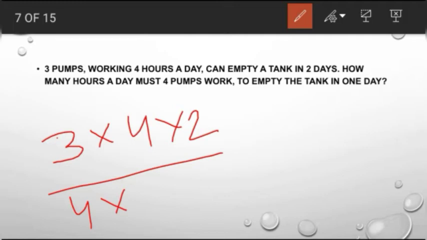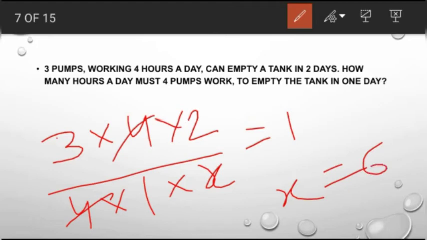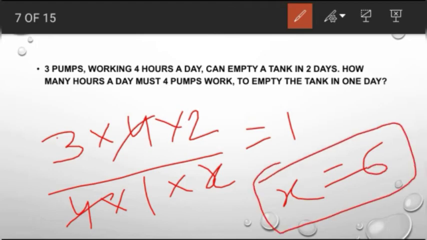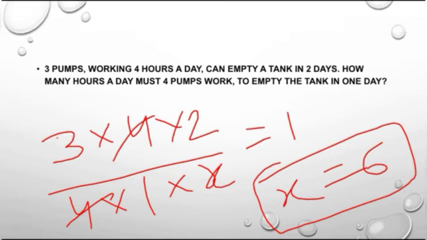4 into how many days? 1 into how many hours? X, let us consider it as X, and 1 because of the same work. Okay, now solve. 3 to 6, X equals 6 hours a day. Okay, then 4 pumps need to work 6 hours a day, and this is the answer.